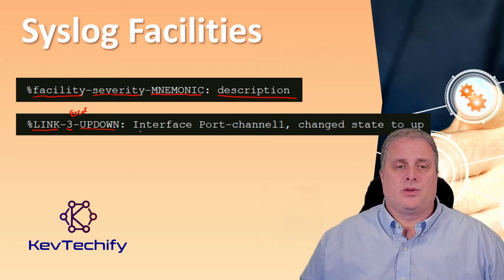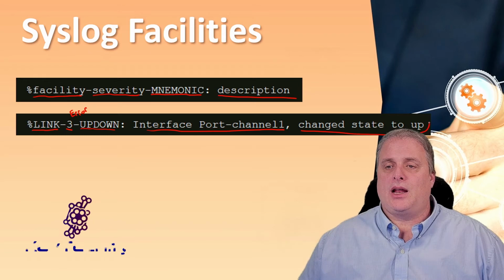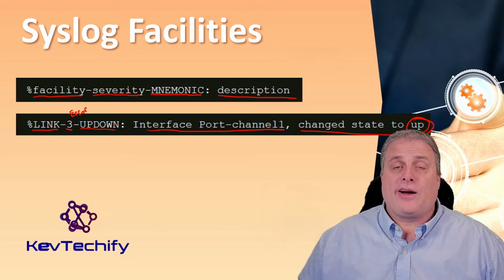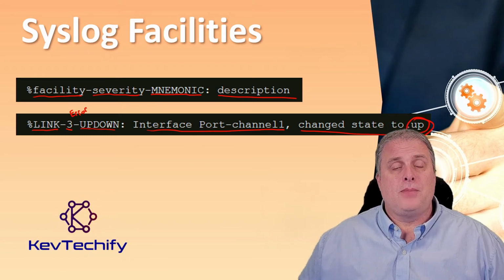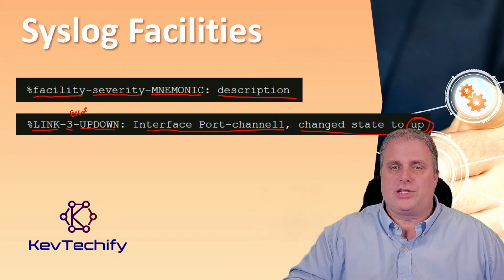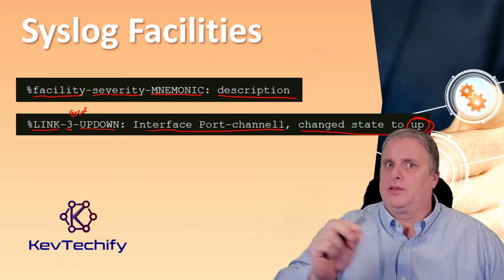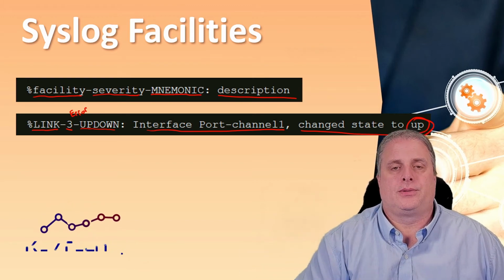Here's a description. So the interface port channel 1, so we're looking at port channel 1, it has changed to state up. Well, not all error level 3 messages are bad. This is good, saying, hey, there's a major system change, something functionally changed on our router. This is a good one. The port channel went up.